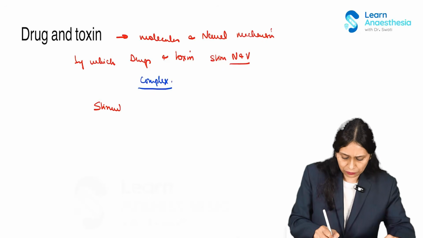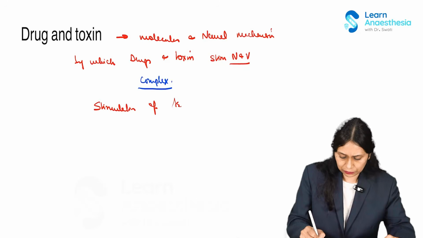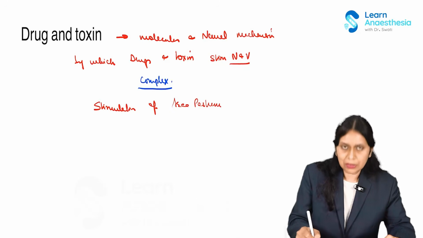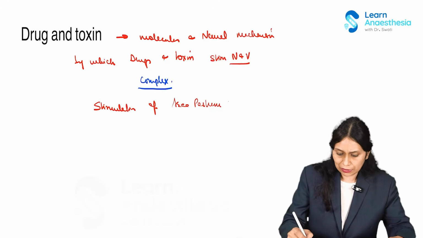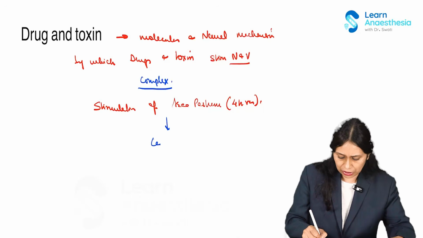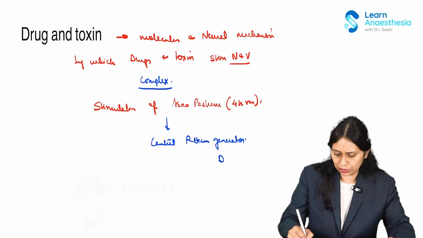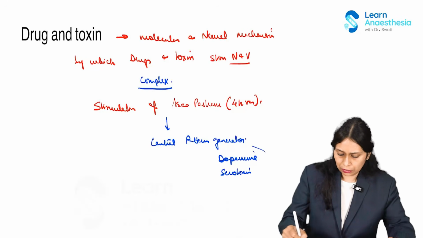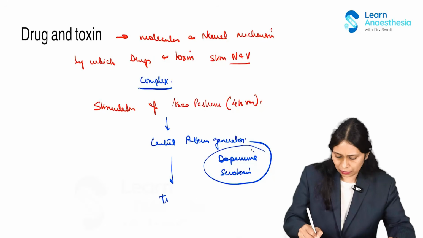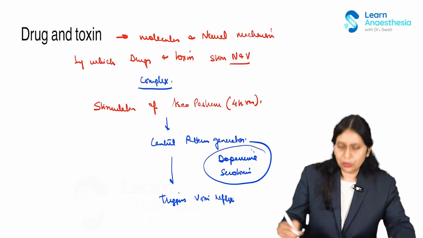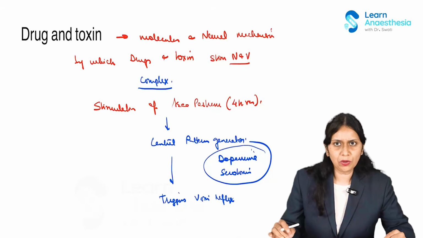So there is stimulation of the area postrema by these drugs. Direct stimulation. The area postrema is in the fourth ventricle. This causes the activation of the central pattern generator, and this is happening by dopamine and serotonin receptors. So dopamine and serotonin neurotransmitters trigger the vomiting reflex, right? So these are the multiple mechanisms of nausea and vomiting.